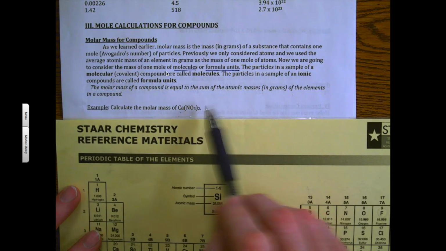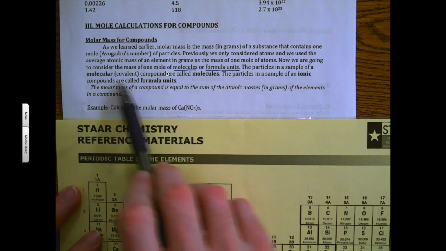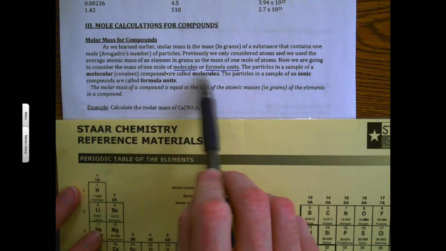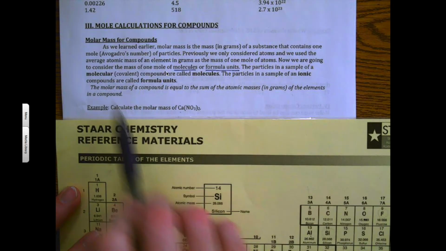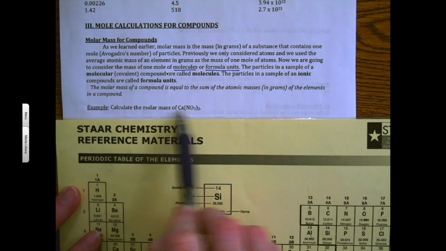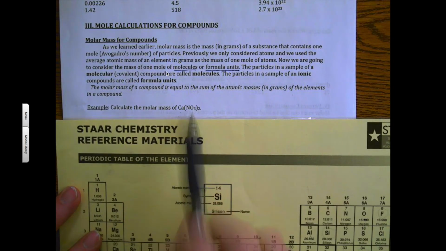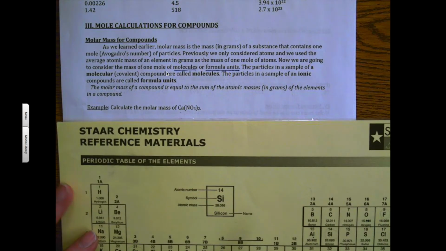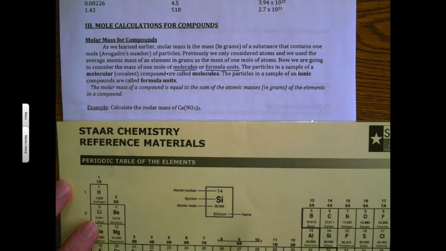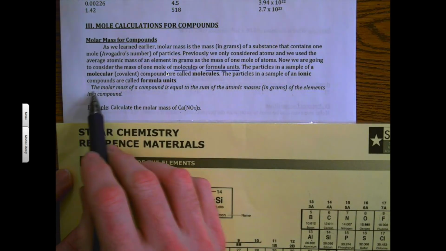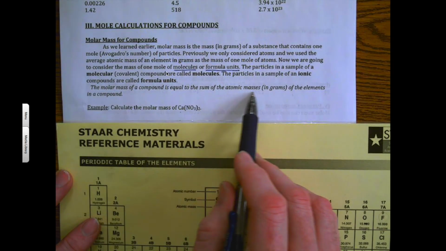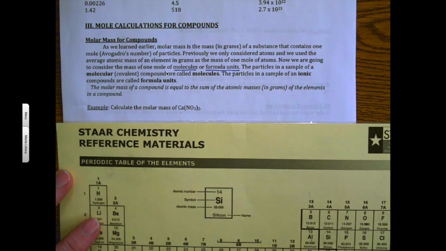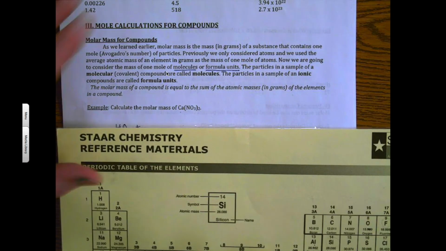The particles in a sample of a molecular covalent compound are called molecules. Okay, the particles in a sample of an ionic compound are called formula units. So this is technically a formula unit. Okay, even though some people will call it a molecule still, it is technically a formula unit. The molar mass of a compound is equal to the sum of the atomic masses in grams of the elements in a compound. So this is really simple.